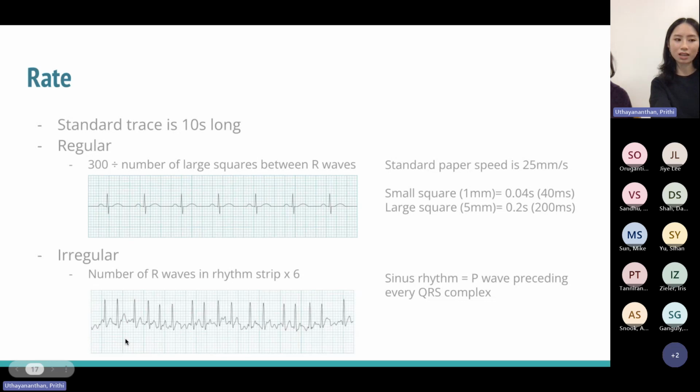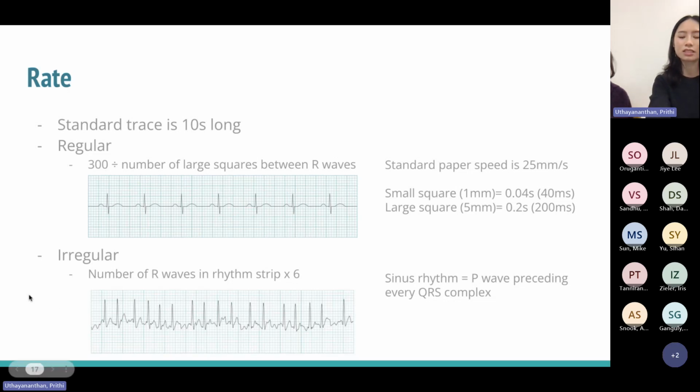If it's irregular, you can't do that because the number of big squares between each complex changes. So instead, you would use your rhythm strip at the bottom, and you'd count the number of R waves you can see, and then times that by 6. In this one, it's 17. So 17 times 6 is 102 beats per minute.